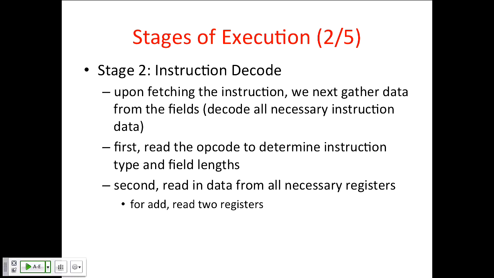Notice different instructions read different numbers of registers. Some instructions read 2 registers, like an add. Some instructions read 1 register, like an add immediate, add with immediate. Other instructions read 0 registers, right? What's an instruction that doesn't read any registers? Jump, right? Jump doesn't read any registers. It just goes straight to some address. So part of decoding the opcode is figuring out which registers and how many registers I need to read from the register file, okay?